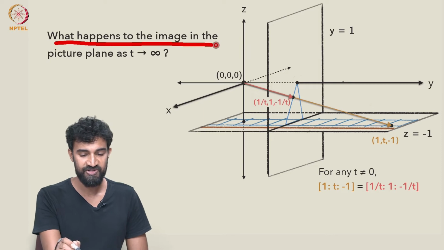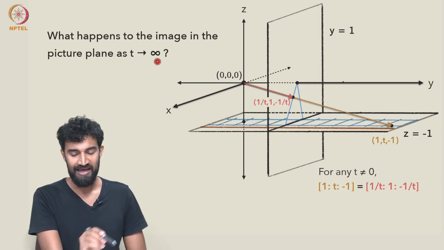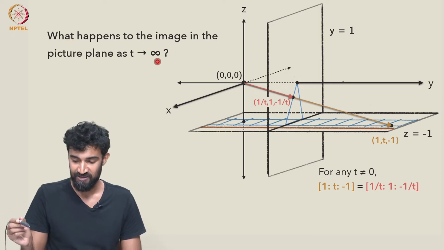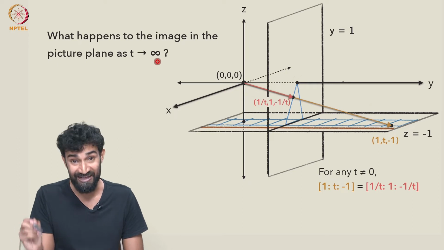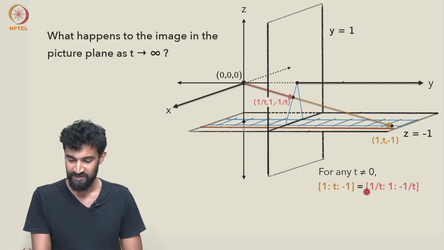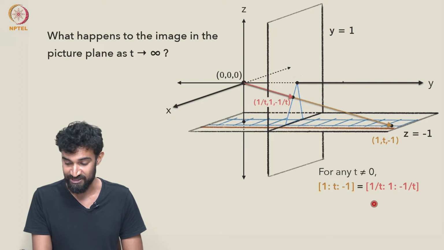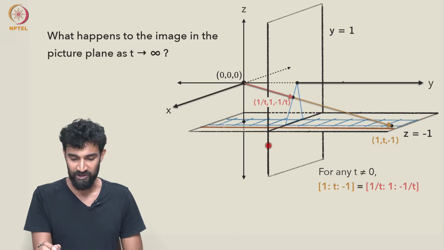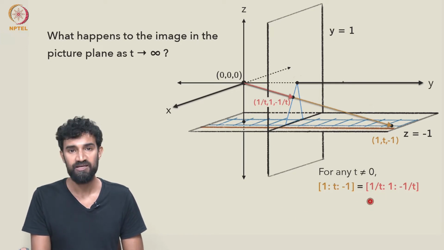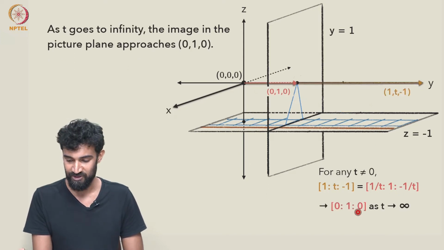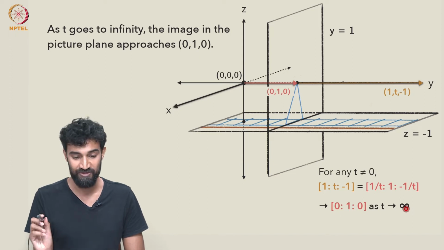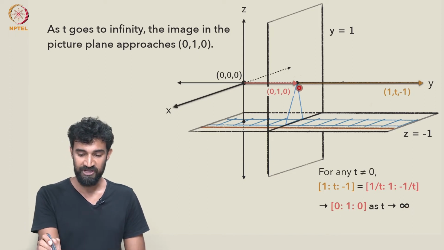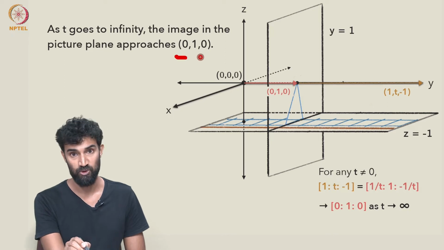So what happens to this image point in the picture plane as t goes to infinity? Well, now this is something that we can explicitly calculate in coordinates. What happens to this expression as t goes to infinity? Well, 1/t goes to 0, and -1/t also goes to 0. So this expression goes to 0, 1, 0 as t goes to infinity. So the image in the picture plane approaches this point, 0, 1, 0.